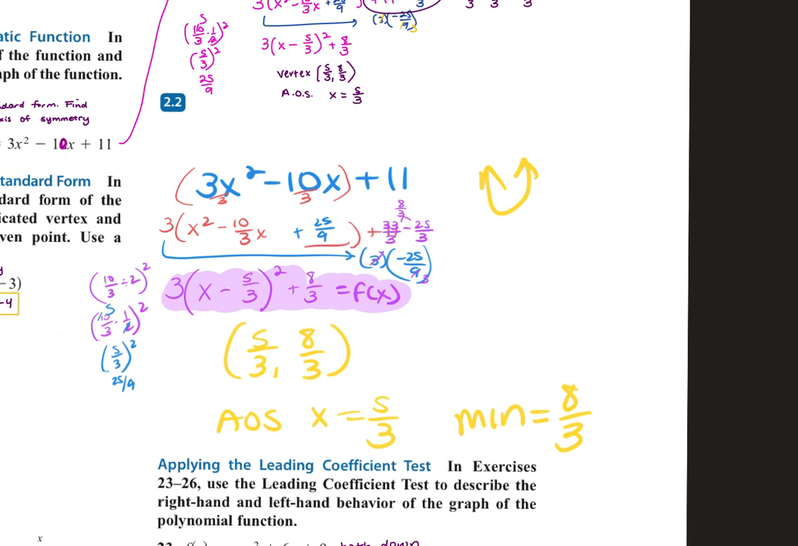No, in the a. You're looking at the a term. If the leading term is positive, there's a min, because it opens up. If the leading term is negative, then it opens down. There's a max.